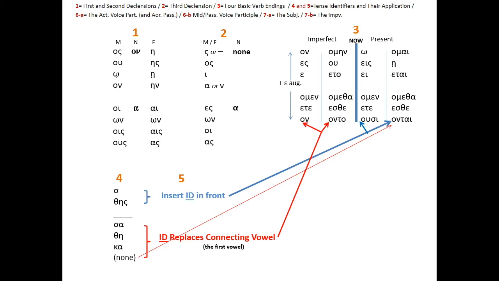All we have to do is put ONT in front of these endings to form the present tense participle for the masculine and neuter genders. And there it is. And we put OUS in front of the first declension endings to get the feminine active participle.